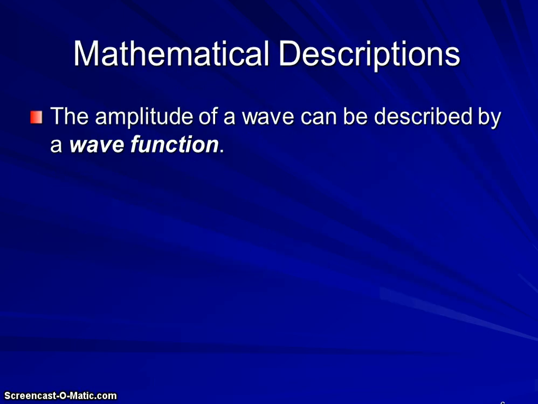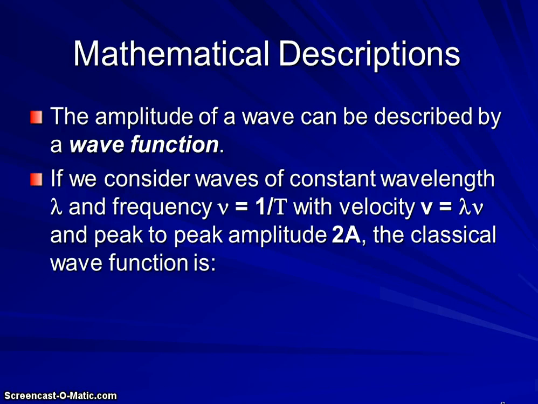Now, the amplitude of a wave can be described by a wave function. If we consider the waves of constant wavelength and constant frequency, where frequency is 1 over tau, where tau is the amount of time it takes a wave to pass, and the velocity of the waves then would be wavelength times frequency, and we're talking generally here, not just light waves, but the velocity would be c in this case if we're talking about light waves, and it would be less than that for sound waves.